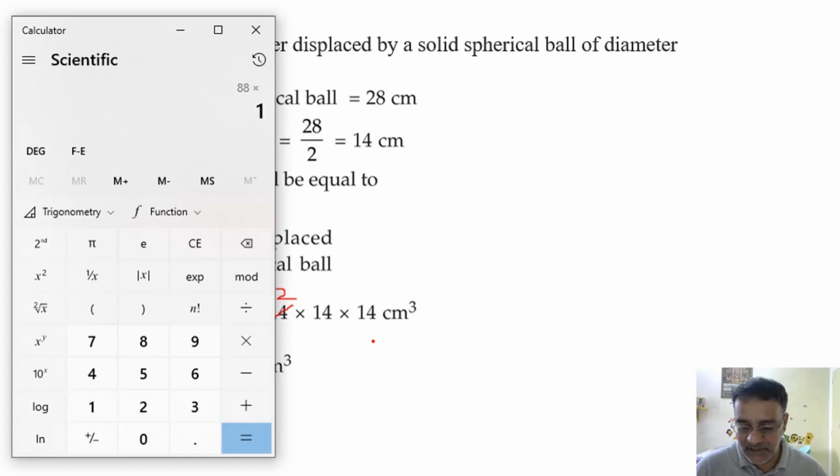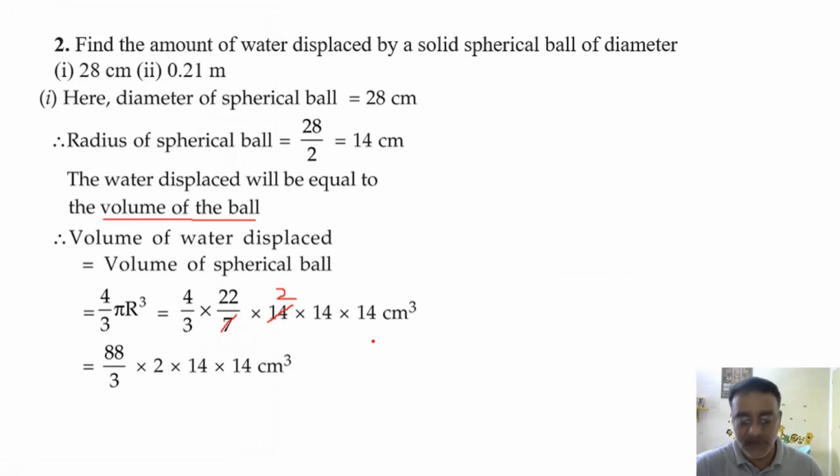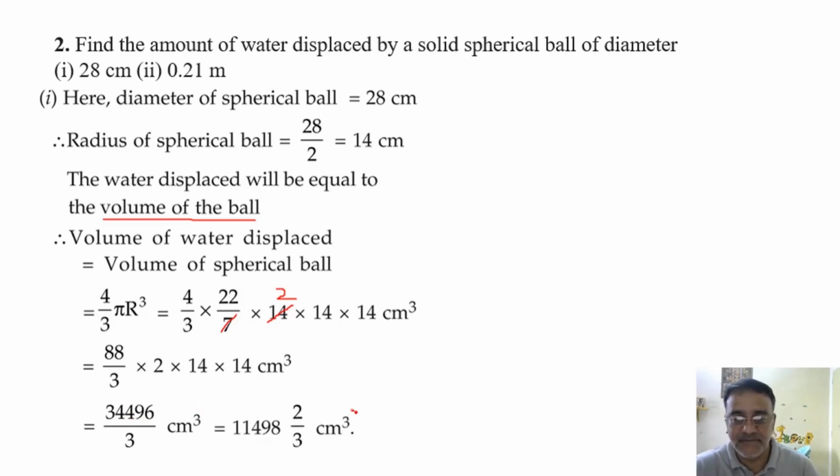88 into 196 into 2. We'll get 34,496 by 3. Again, the answer will come in mixed fraction: 11498 2 by 3 centimeter cube. Any doubt? Or 0.67 approximately. So this is the first bit.